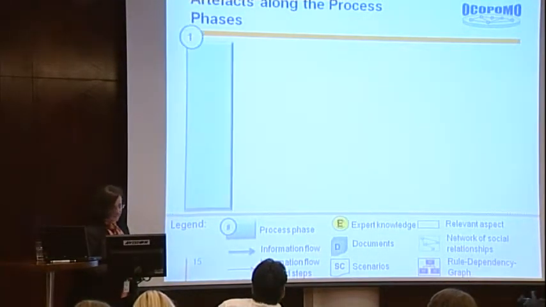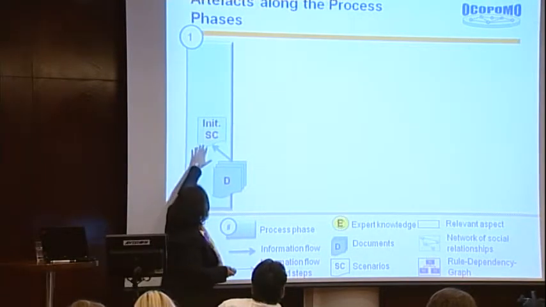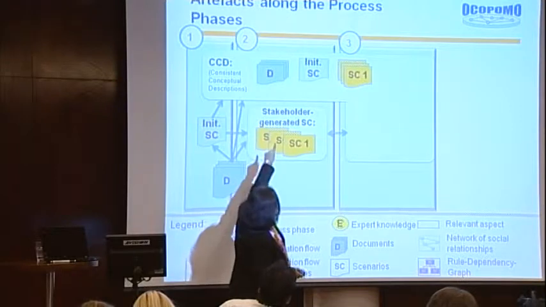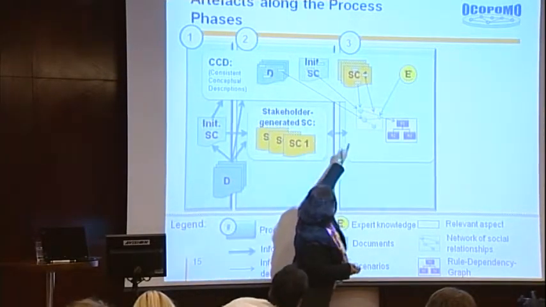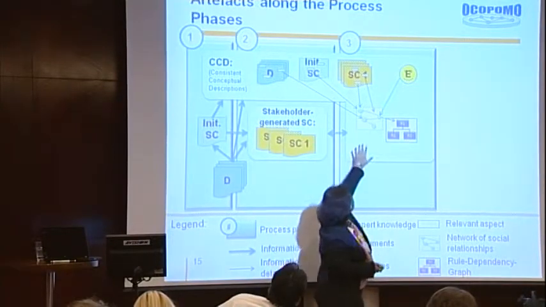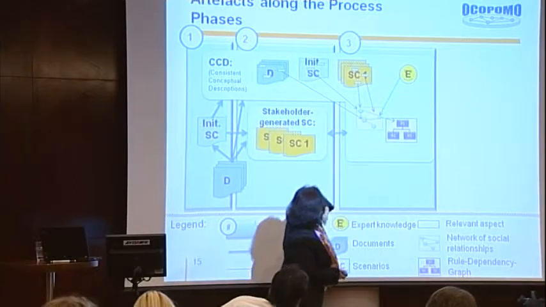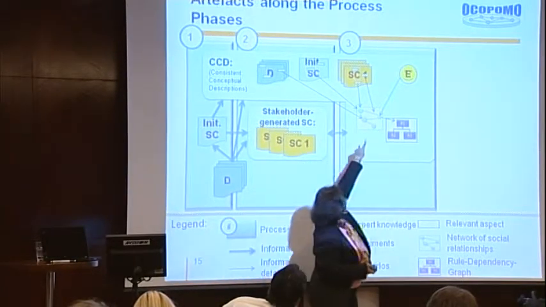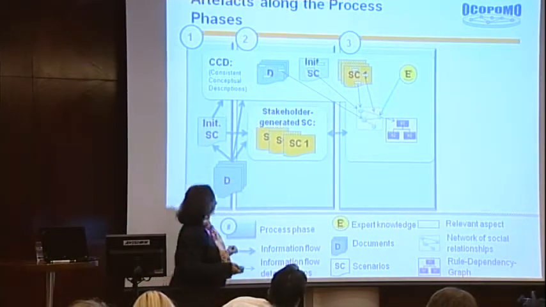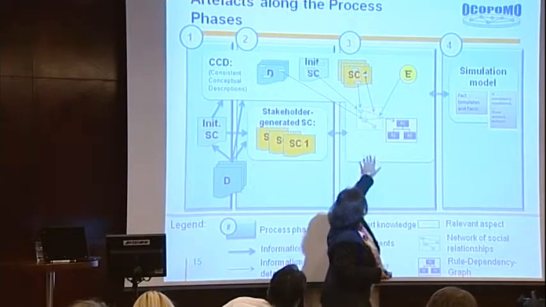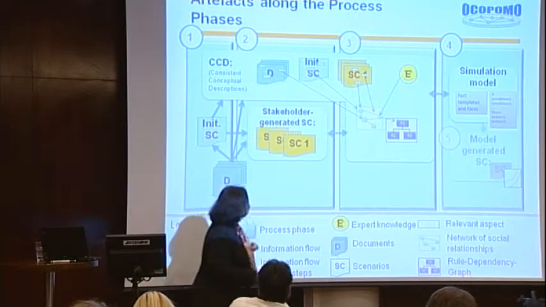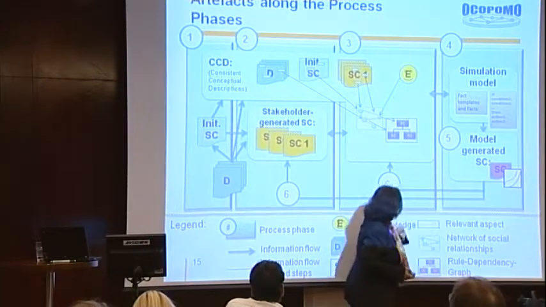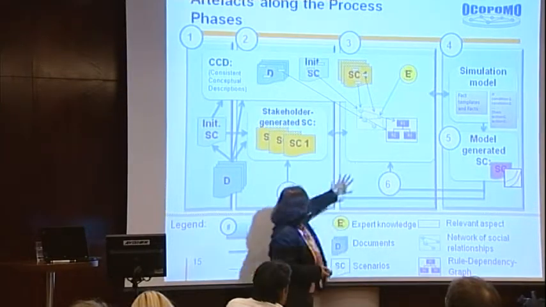The artifacts along the process phases are, as already indicated before, initial scenarios with background documents. In the second phase, the stakeholder-generated scenarios. We then, in step 3, extract from all these documents the relevant information to generate an ontology, actor network diagrams, rule dependency graphs, rules, and so on. Of course, not everything will come out of the background documents and the scenarios. So some expert knowledge of our policy analysts will also feed into these conceptual models, which are then transformed into simulation models. And these are then generated in model-generated scenarios.